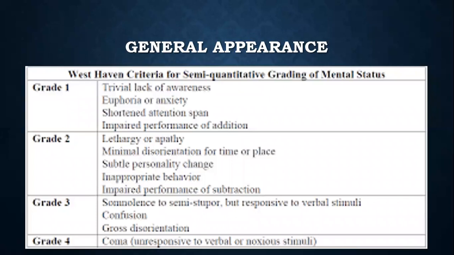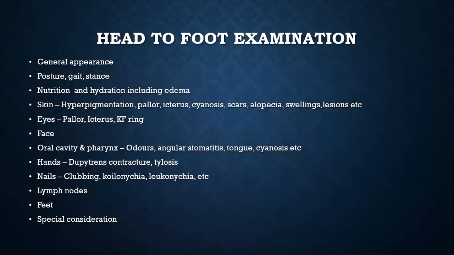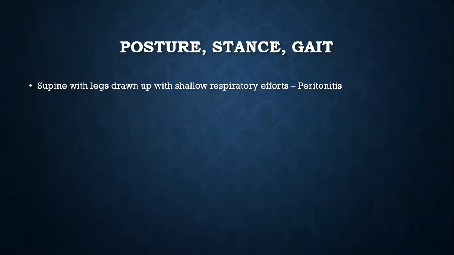If he's really lethargic or apathetic, with some personality changes and inappropriate behavior, he comes under grade 2. If he's really confused with gross disorientation, he comes under grade 3. And if comatose, he comes under grade 4. So this is something we can infer from the general appearance of the patient. The next category will be posture, gait, and stance. We are not dealing with stance and gait here. We are dealing with the posture.